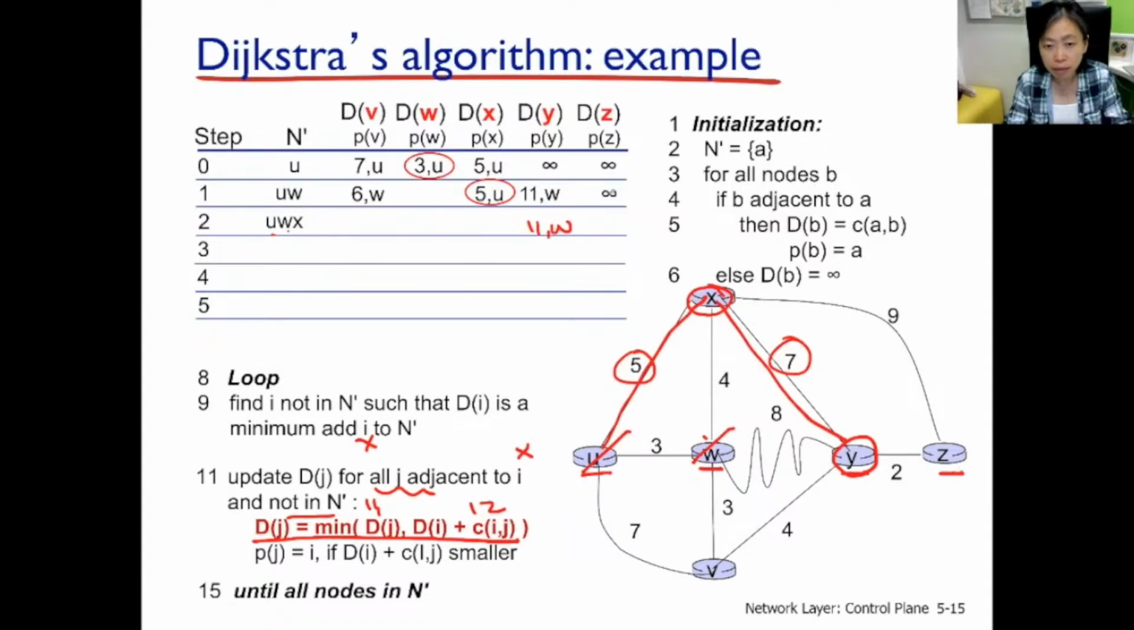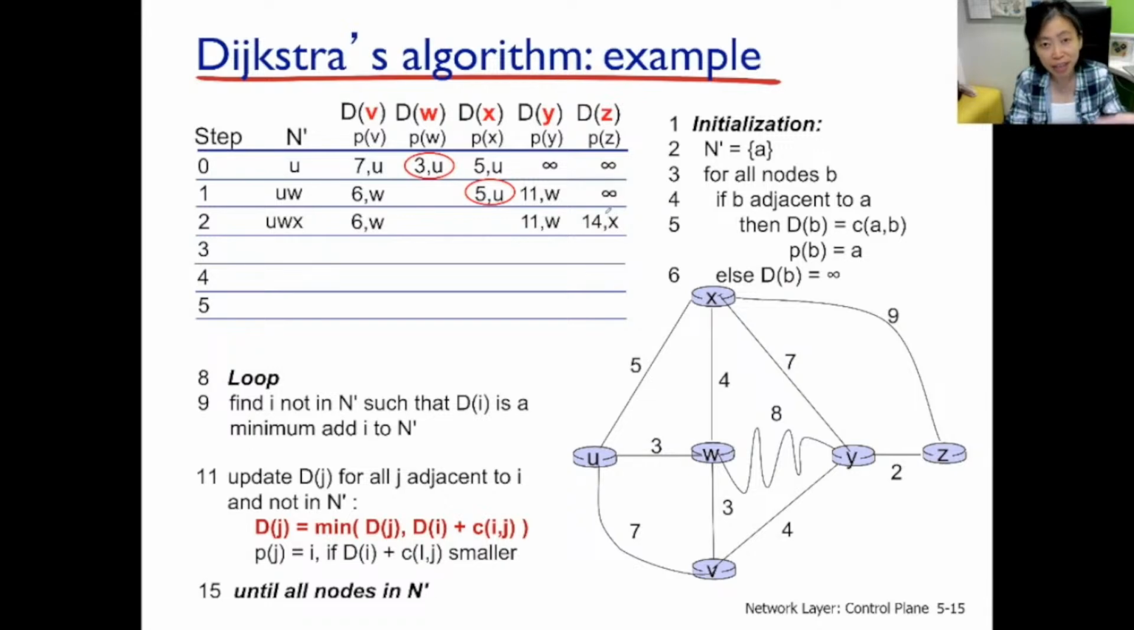The other neighbor, Z. What is the current cost? Infinite. Cost to X is 5, and the link cost from X to Z, 9. So the new path discovered is 14. And the predecessor is X, which is better than infinite. So 14, X here. Now, V is not even a neighbor of X, so we'll just not update D_v and p_v at all. And that's why we see 6 W here, 11 W here, and 14 X here. So this is the second iteration in the loop.